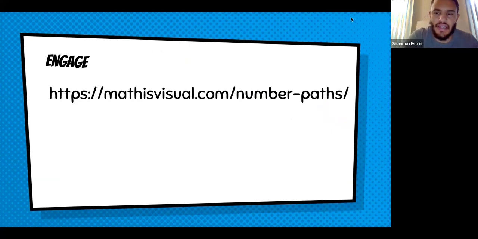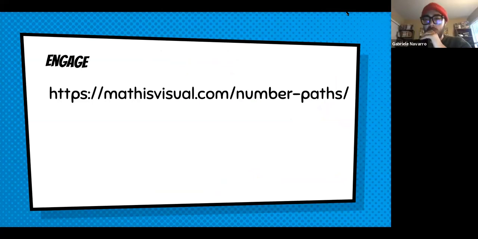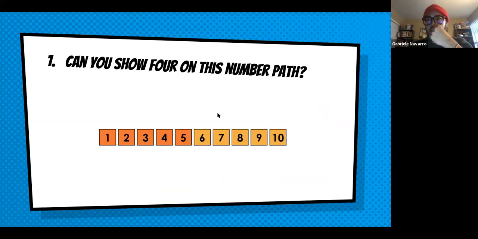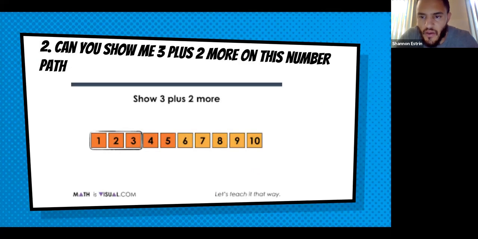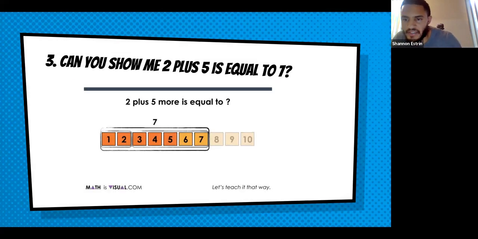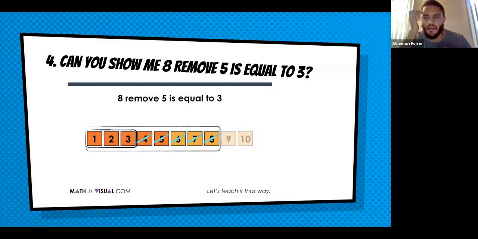This is just an engager that we created for you all. It's a link that'll give you some tools and resources with more insight on number paths. And then down below, we have 1 through 5. We have just some numbers that explain what number paths are. As you can see, can you show me 2 plus 5 is equal to 7? Your number chart goes all the way from 1 through 10, but you're going to cross out 1 through 7.